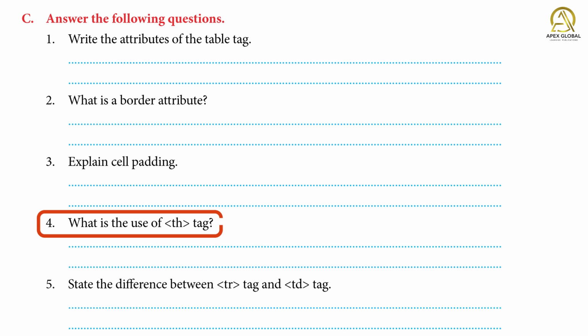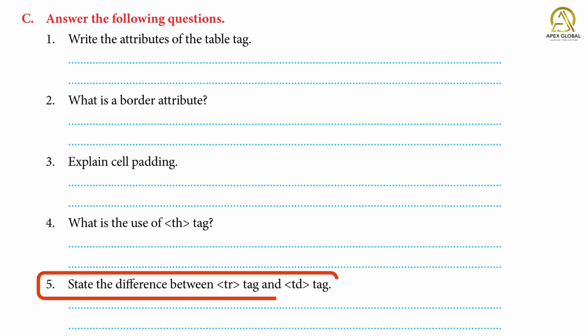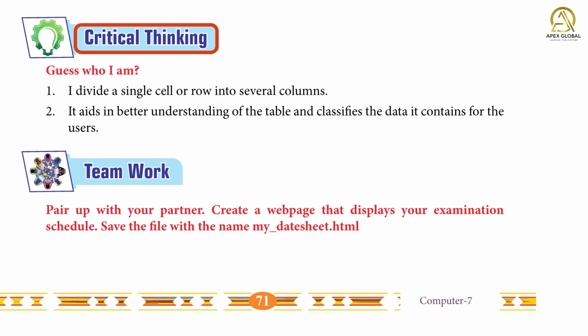4. What is the use of the th tag? Answer: the function of the th tag is to define a cell header for an HTML table. The cell header is boldly displayed and typically centered. 5. State the difference between the tr tag and the td tag. Answer: the tr tag and the td tag are different from each other. The tr tag in HTML can be used to construct a table's row, while table cells are created using the td tag.